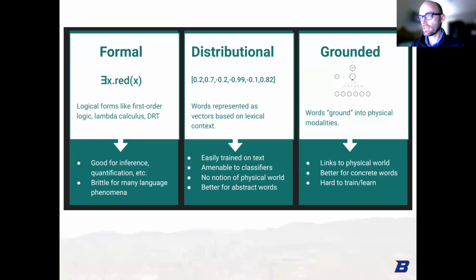What's even better is that these vector representations are perfect for general purpose machine learning classifiers like deep learning. Hook them up in a certain way, and we get the transformer architecture, which is what the T stands for in ChatGPT. The third is grounded.